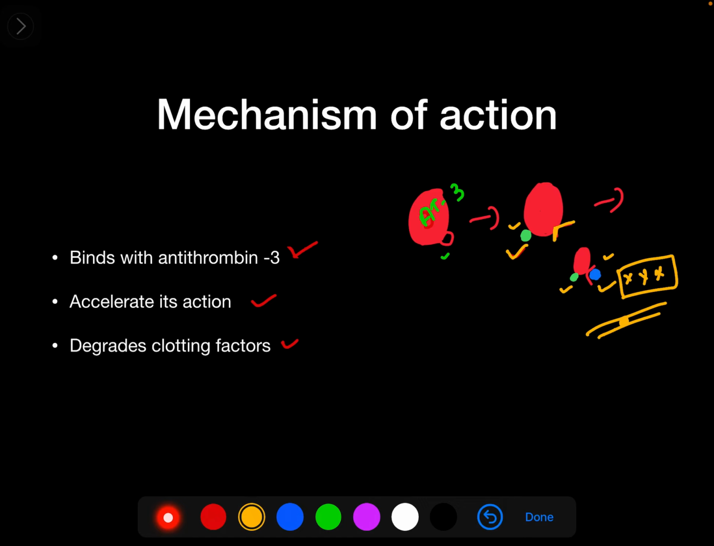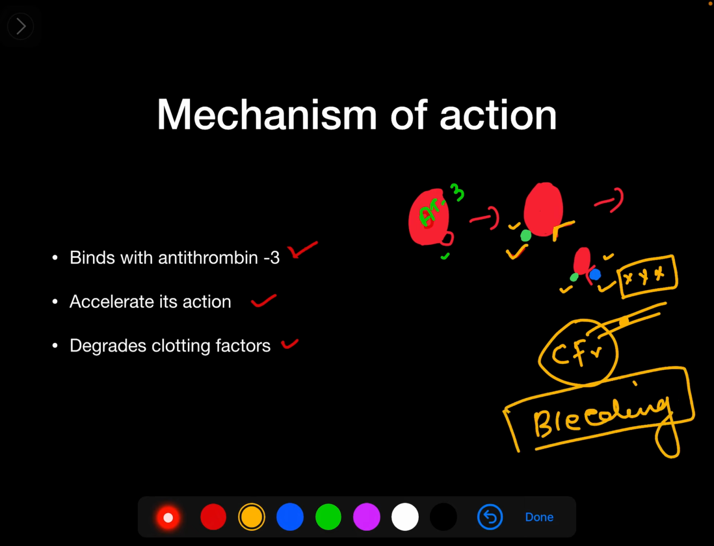But you can also understand at this point that if it is destroying the clotting factors, what clotting factor does is it prevents bleeding, right? So now this prevention of bleeding will be affected, so there will be a chance of bleeding. By understanding the mechanism we can also understand the side effects. So this is the most important side effect of this drug. You should remember this.